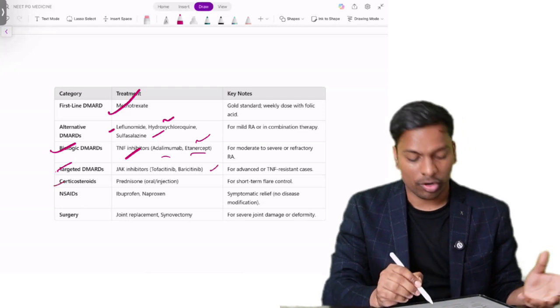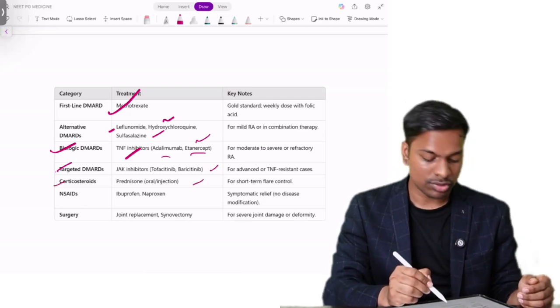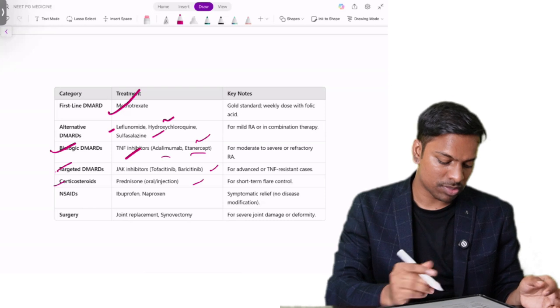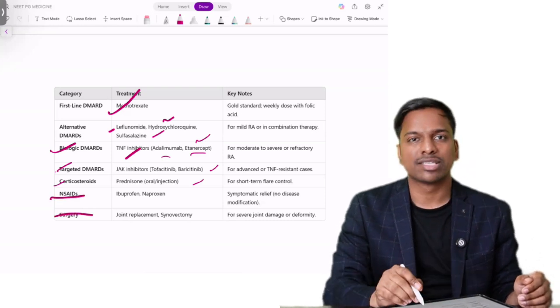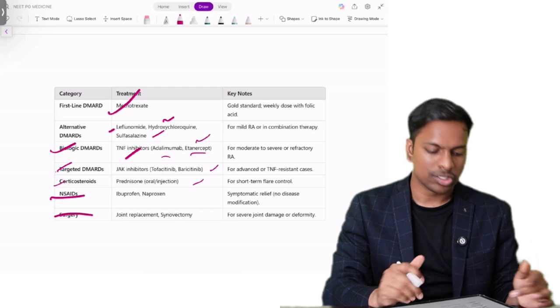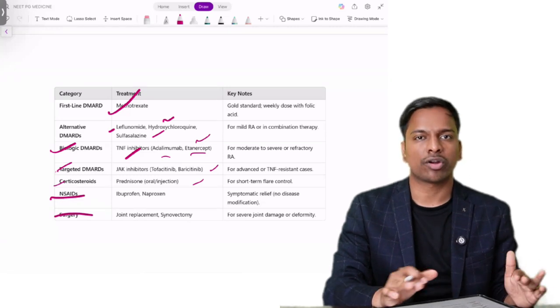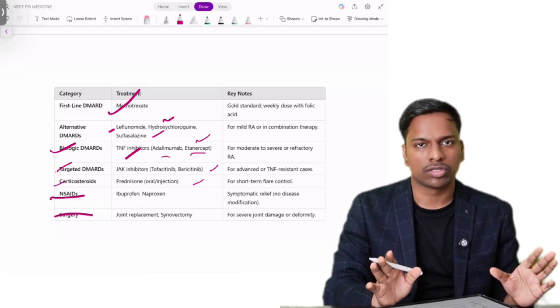Even corticosteroids like prednisolone can be used if the patient is not getting better and the symptoms are not improving. NSAIDs for symptomatic pain relief, and surgery if there is an erosive type of arthritis. So this is in a nutshell for rheumatoid arthritis that we have to know for the OSCEs.